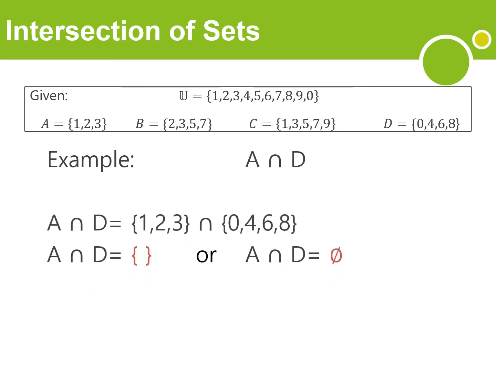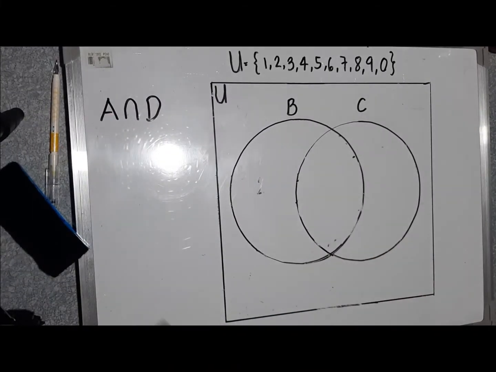Example, A intersection D. So, A has the elements of 1, 2, and 3. Intersection to D has 0, 4, 6, and 8. So, look at the two sets if there are common elements between the two of them. And as we can see, there is nothing common between them. Therefore, A intersection D is a null set. Or, you can write it in symbol, an empty brace. A intersection D.